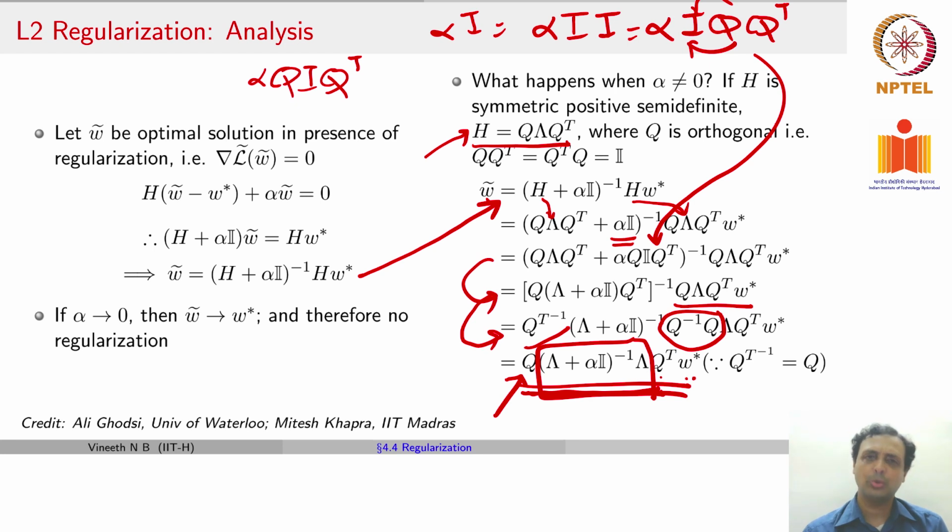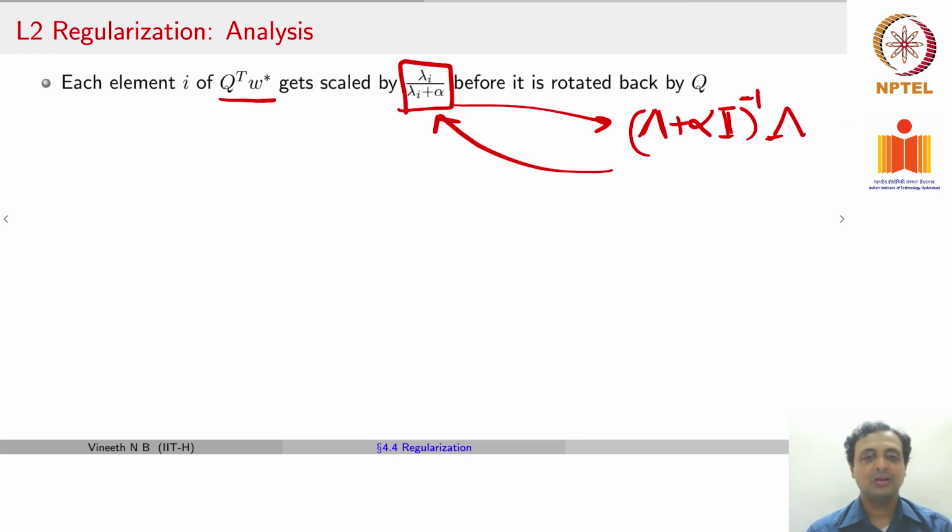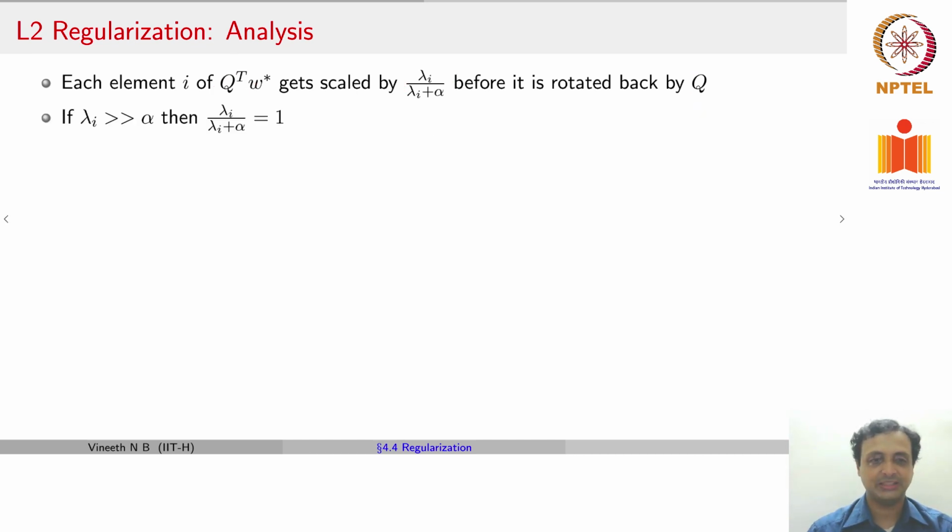When we say rotate, we mean it's a transformation imposed by Q on the output. You're initially transforming it by Q transpose and later transforming it back by Q. So in some sense, they will probably cancel out each other in terms of the effect. But in between, you're imposing a scaling on your weight vectors, on your optimal weight vector. Let's see what that scaling means.